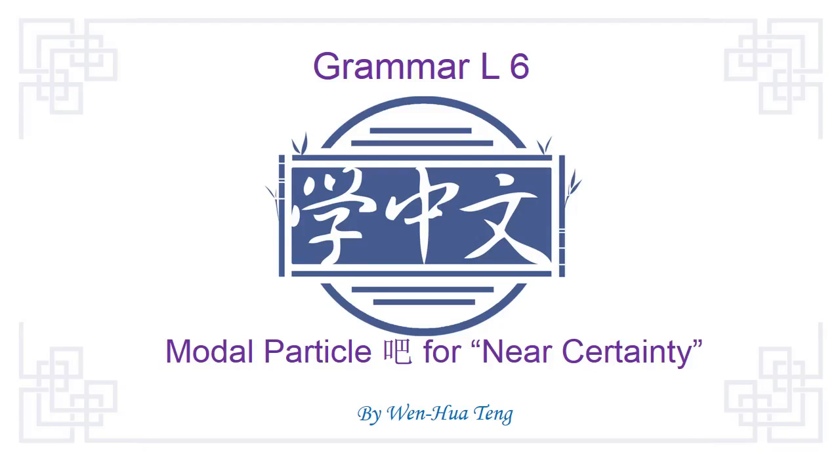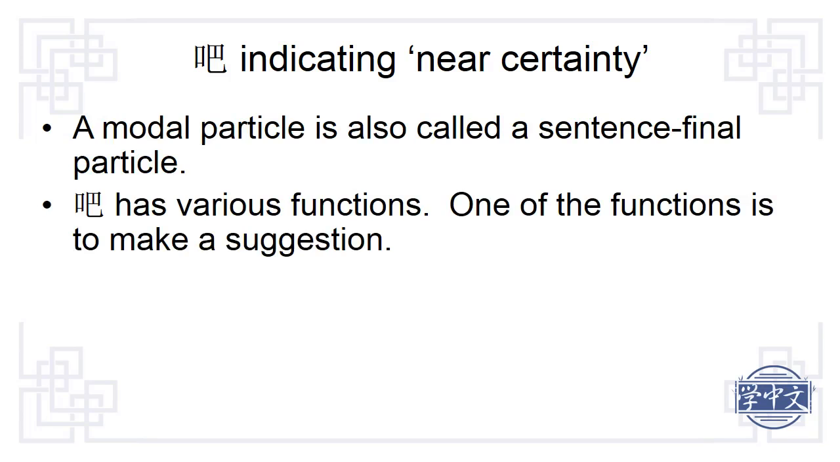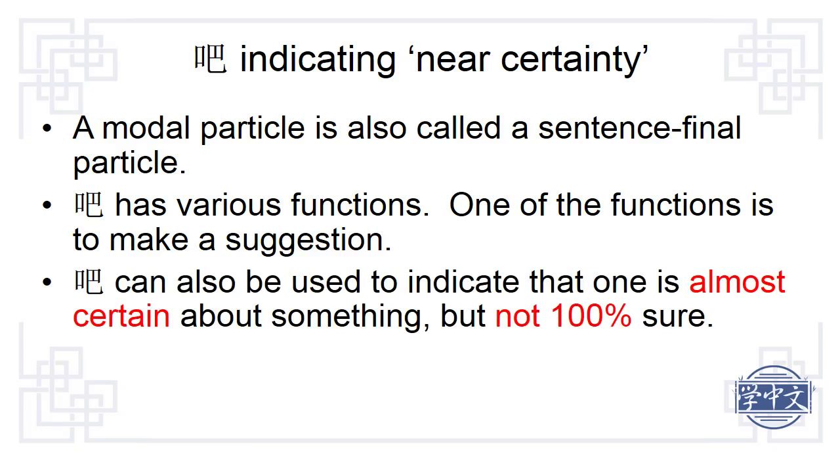This presentation is about the use of modal particle ba to indicate near certainty. A modal particle is also called a sentence final particle because it always appears at the end of a sentence. Modal particle ba has various functions, one of which is to make a suggestion. This was discussed in another presentation. In this presentation, we will discuss how to use ba to indicate near certainty.